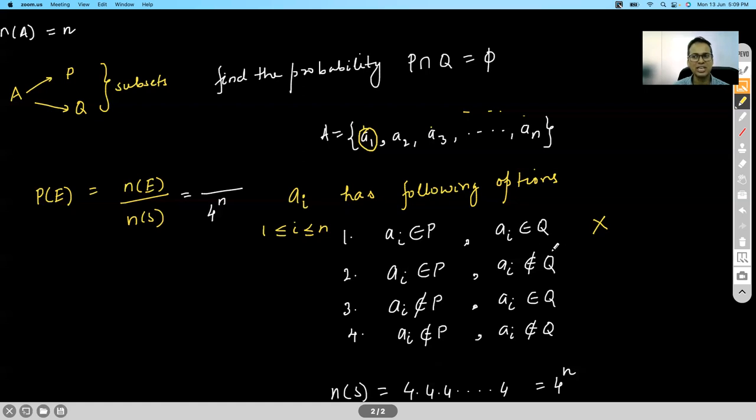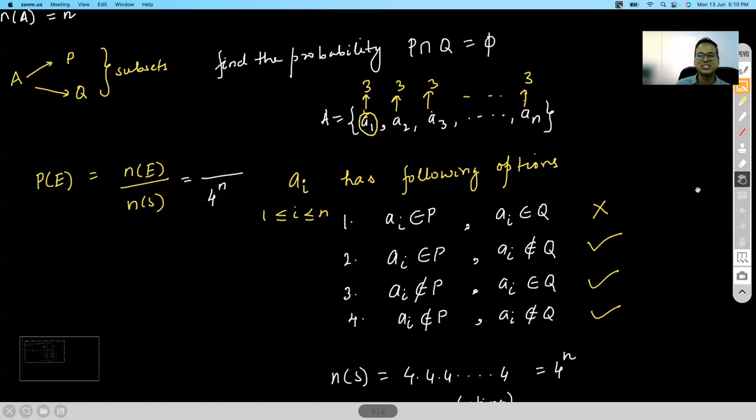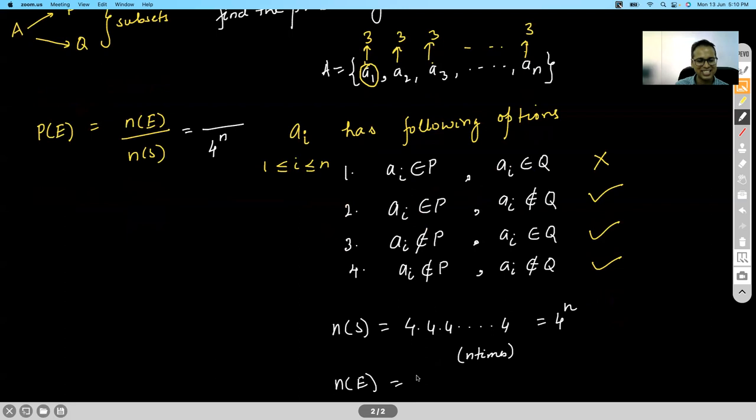So can the second option be given to any element? Yes, because if it falls in P and not in Q, their intersection will never have that particular element common. And that's what we actually want. We don't want any common elements in both of them. Can it be the third option as well? Yes, sir, it can be, because it is falling only in Q, not in P. Can it be the fourth as well? Yes, because it is falling in neither of the two. So their intersection will never contain that particular element. So in order to calculate the favorable events, you are now giving three options to each of these elements, isn't it? Yes or no? So the number of favorable events will be nothing but 3 into 3 into 3, n number of times, and that makes it 3 to the power n.